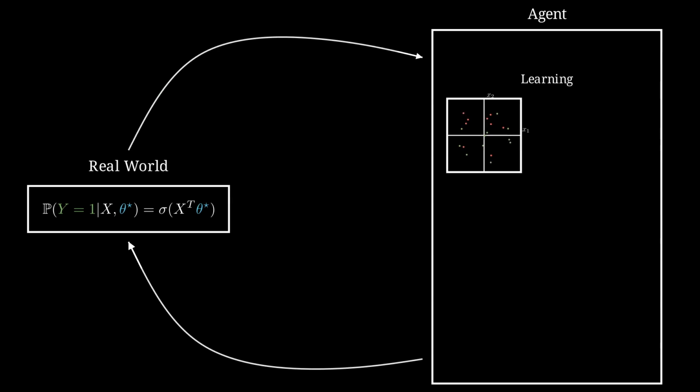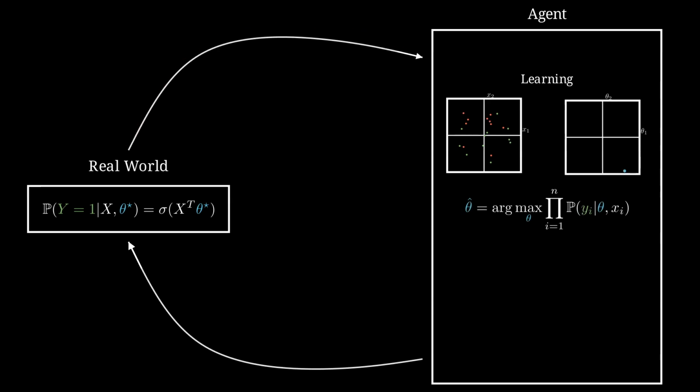So the agent is storing all the pairs x, y it has generated so far, and it uses this dataset to continuously refine its maximum likelihood estimator, theta hat, that gives it an internal model of the world. And this model of the world is that the probability of y given x and theta hat is sigmoid of x transpose theta hat.